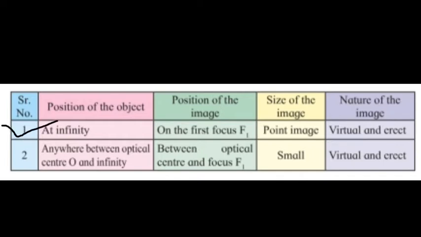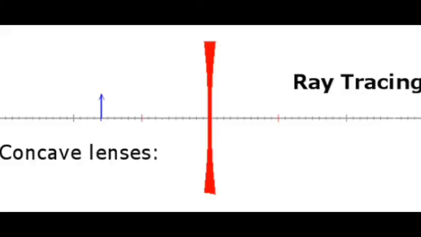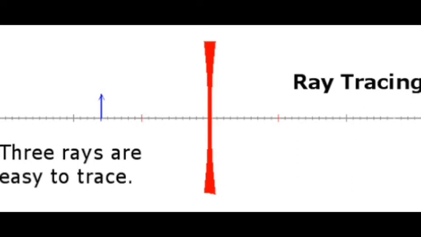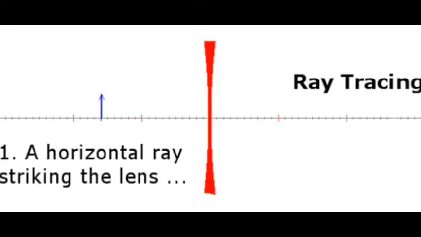So before starting this, we will see the tracing of a concave lens. For that we will see ray tracing for a concave lens. Three rays are traced easily.